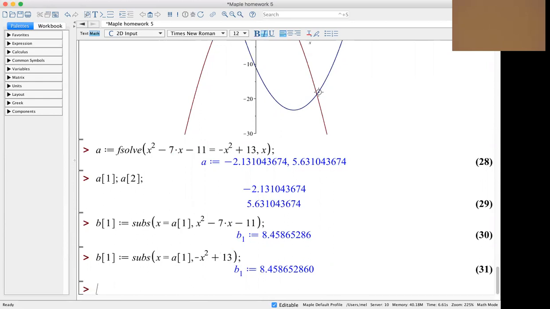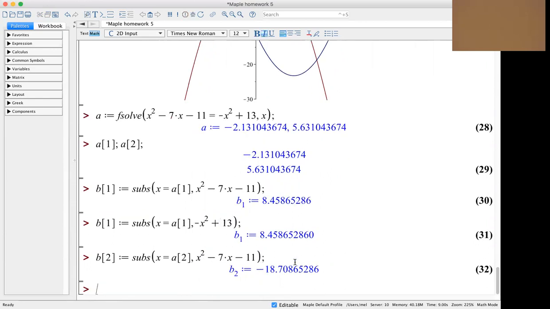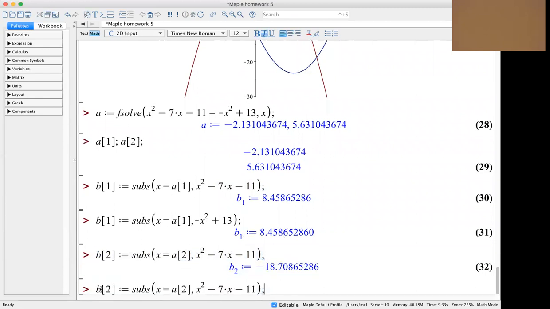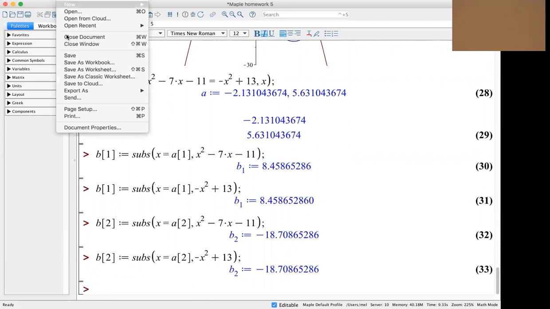And what about this point of intersection? Looks like it's about 18 or so. So what we do, we'll call that B2. And we substitute A2 into the curve. And we get minus 18. And just to check, if we substitute B2 into the second curve, we get the same thing. So that is our homework.